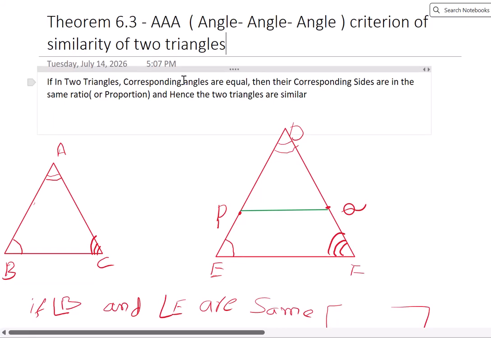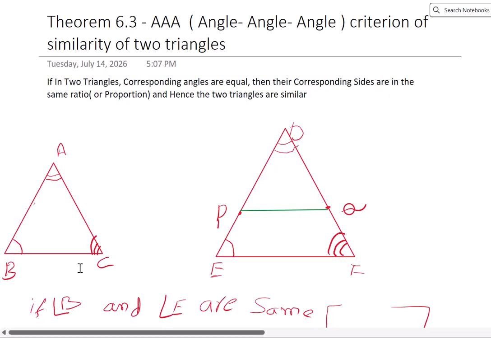In this video, we'll understand Theorem 6.3 and we'll try to prove it. This Theorem 6.3 is also called the angle criterion of similarity of two triangles, or AAA criterion of similarity of triangles. So what this theorem says: if in two triangles corresponding angles are equal, so we have two triangles, corresponding angles are equal.